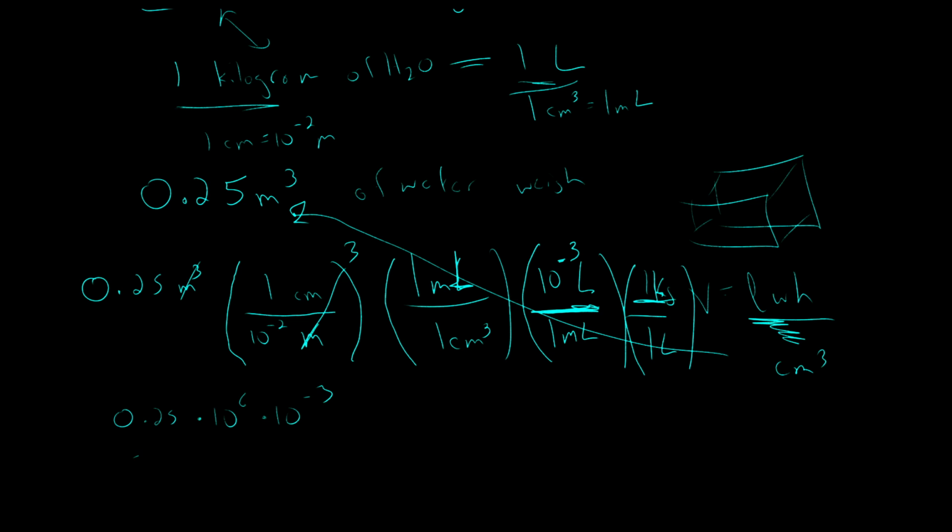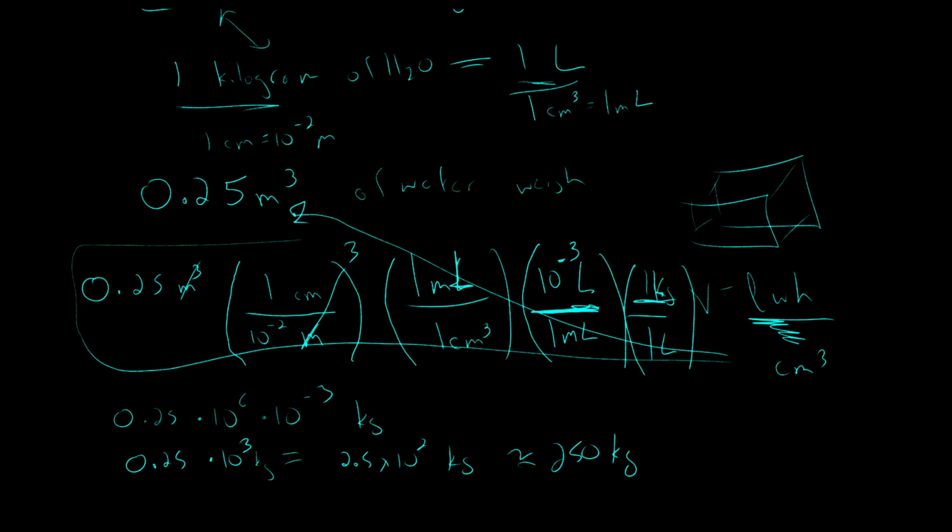And so using my exponent rules again, and my units will be kilograms in the end, I get 0.25 times 10 to the third kilograms, or 2.5 times 10 to the second kilograms, which is 250 kilograms. The metric system is set up to do these quickly. Most will have powers of 10, so all you need to do is focus on the exponents.